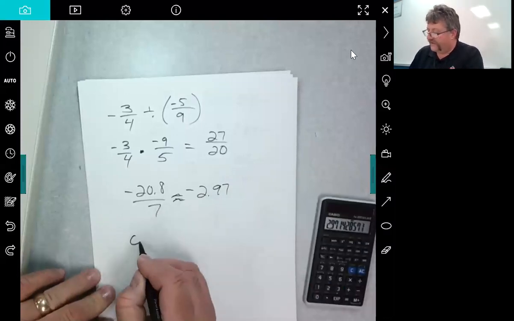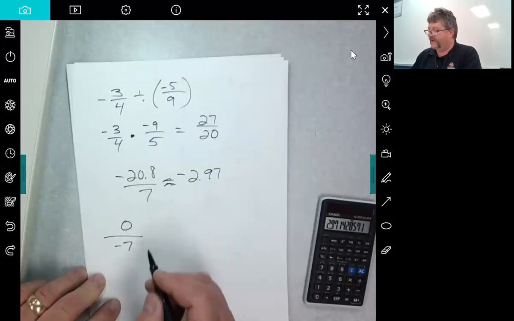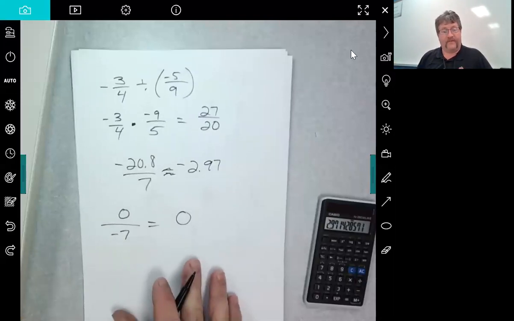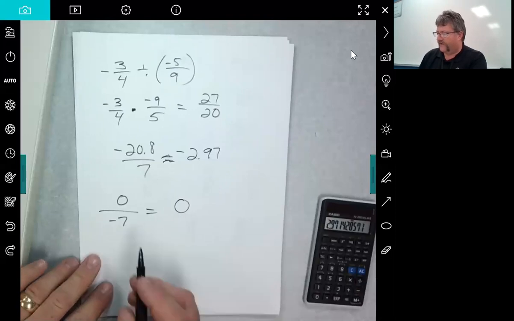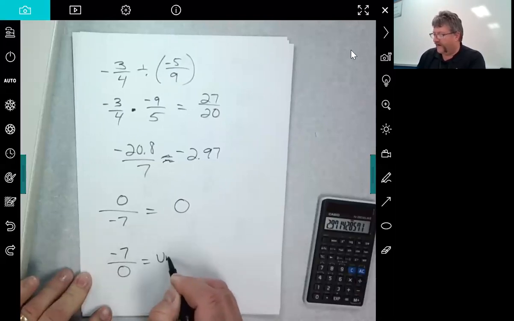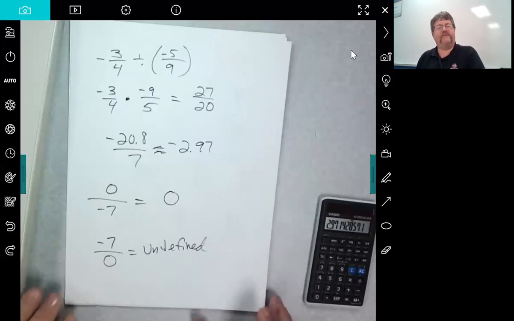Of course, 0 divided by some number, whether it's positive or negative, is a good old 0. The other way around, though, is not allowed. If I didn't say that in the fraction video, shame on me, but this way would be no good. This would be undefined. You can never divide by 0.